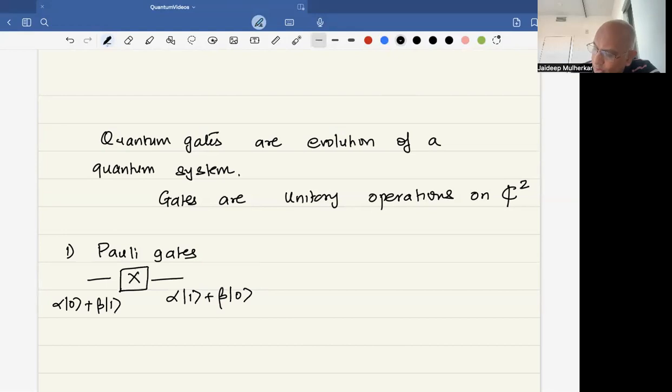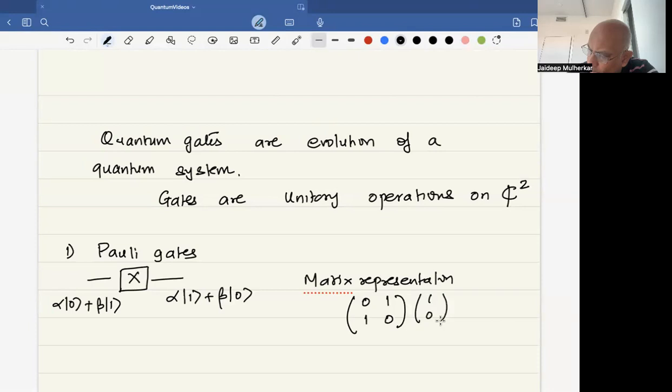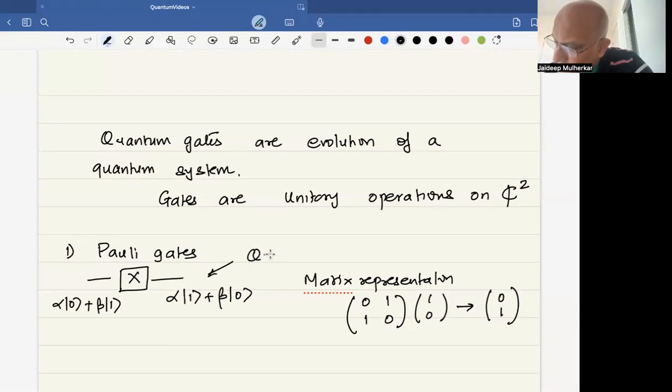So the matrix representation of this gate is an operator in C2. It is 0, 1, 1, 0. As you can see, it will take the 1, 0 vector to 0, 1 and vice versa. So this is the quantum equivalent of the NOT gate. This is called the quantum NOT gate.